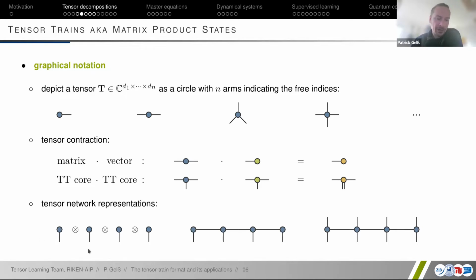Here on the left-hand side, you see a rank 1 product. We have 4 different vectors in this case, multiplied in the tensor product. Here we have a low order tensor train. And what you see here is a tensor train operator, or an MPO, matrix product operator.